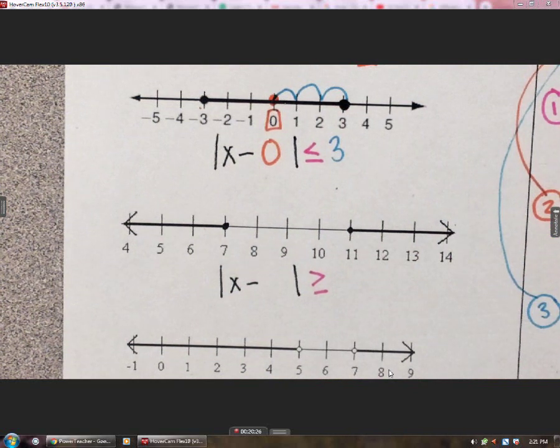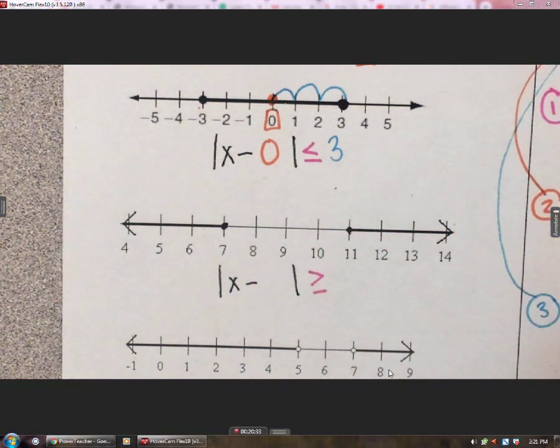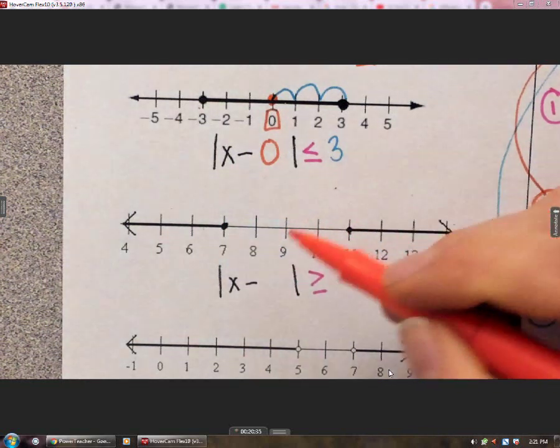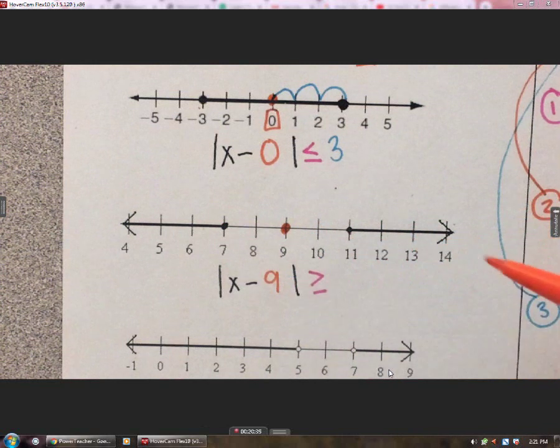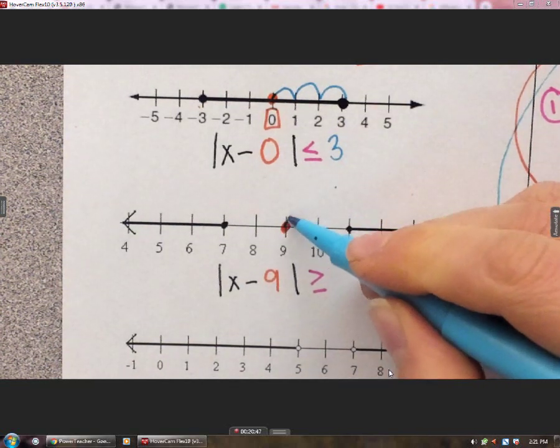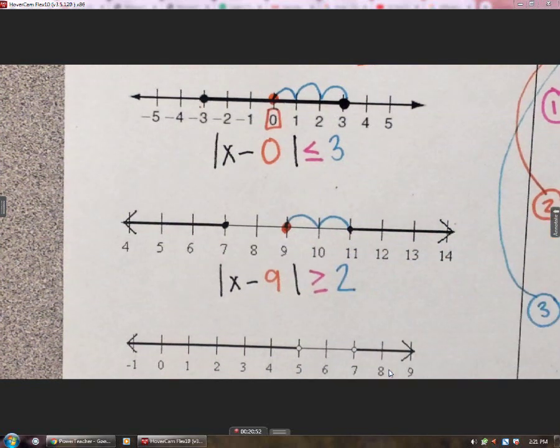Midpoint. The two endpoints are 7 and 11. What's the midpoint in between those two? 9. It is a little funky because 9's not really part of the graph, but it is the midpoint. How far are the endpoints away from the midpoint? 2. Not too bad, right? Pretty straightforward.